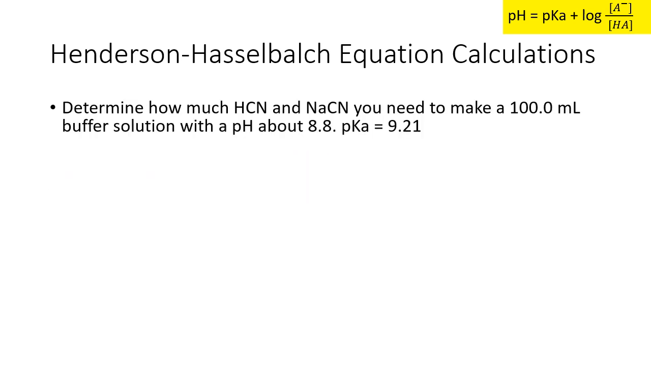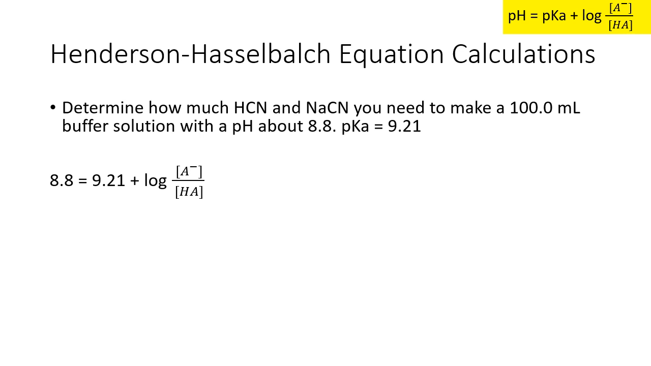This problem comes at the information from another direction. Determine how much HCN and NaCN you need to make a 100 milliliter buffer solution with a pH of about 8.8. So the pKa is 9.21. All right, we've got some information, we can use it. So we're going to apply what we have to the Henderson Hasselbalch equation. So we put it into the HH equation.